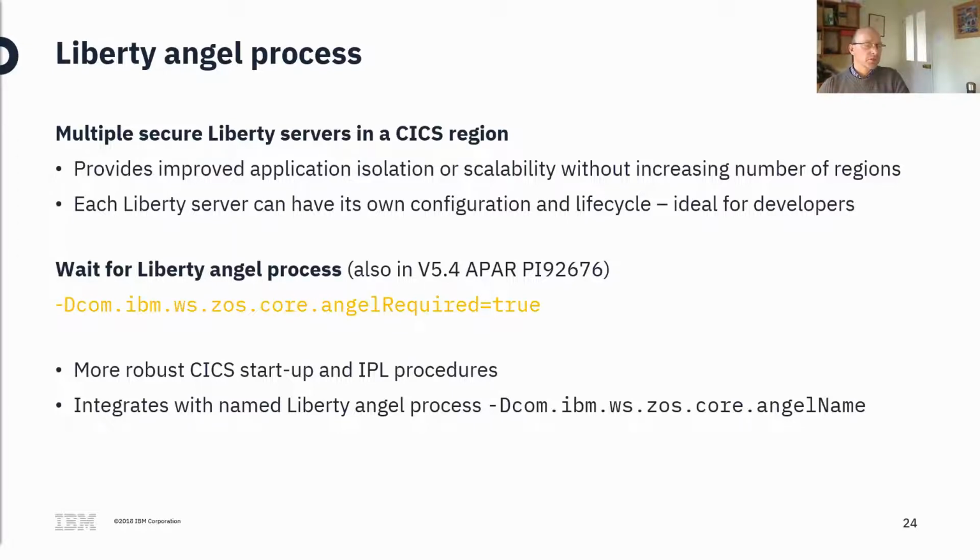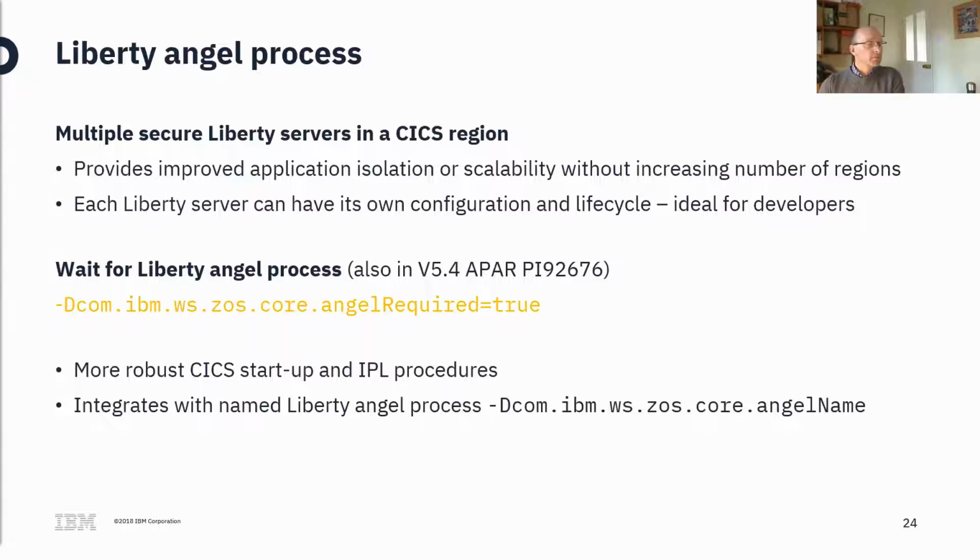Now, there was a restriction that you could only run one Liberty server in a CICS region if it used the Angel, and that was a restriction in Liberty itself. So we worked with the WebSphere team to address this limitation, and that was removed in 5.5. And we now have the ability to run multiple secure Liberty servers in a CICS region, which gives you the ability to have many more JVM servers running in CICS, so you can have better application isolation or scalability without increasing the number of regions.